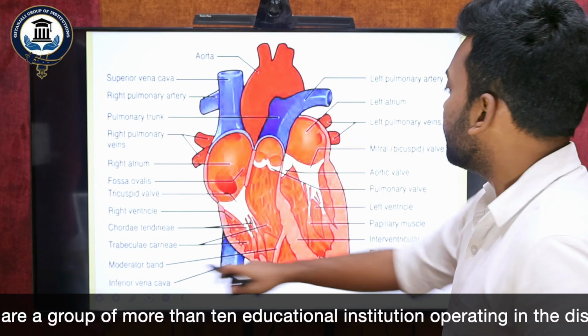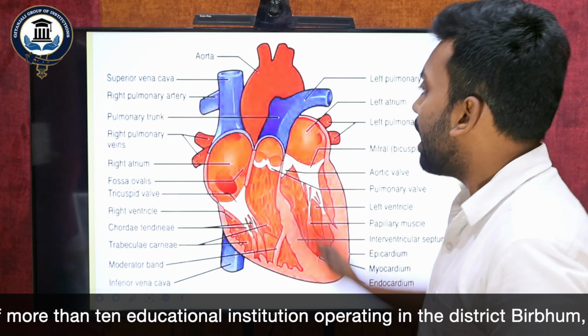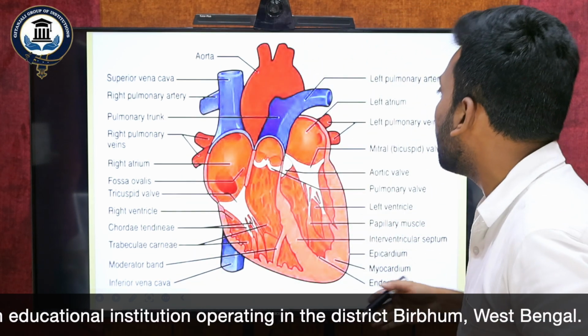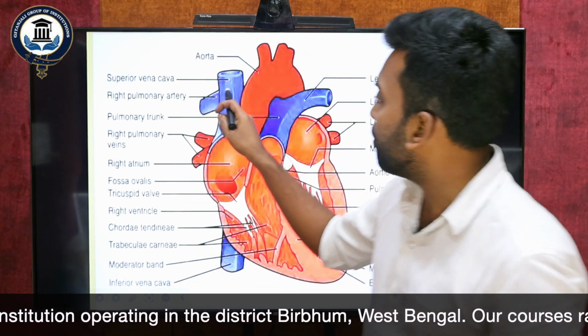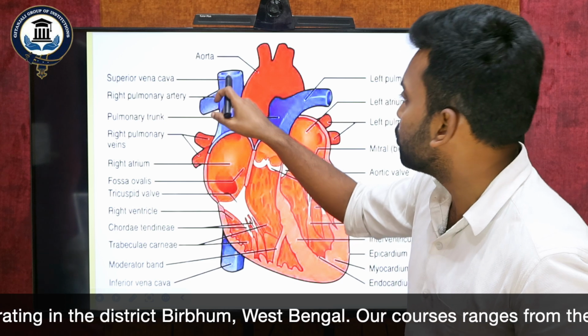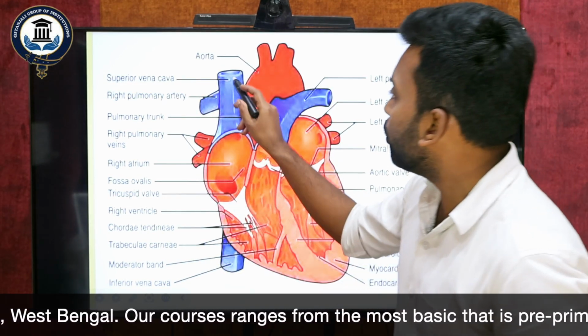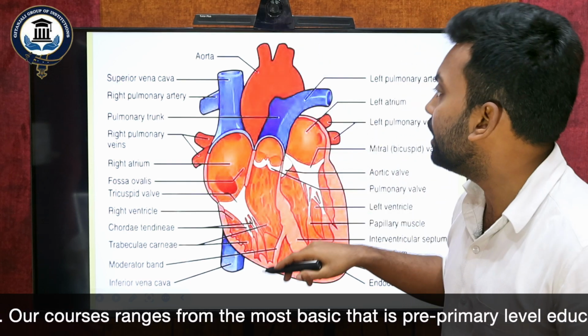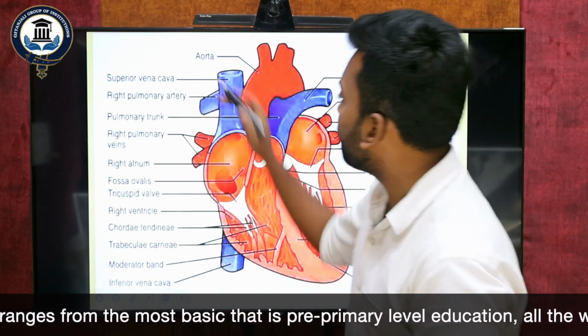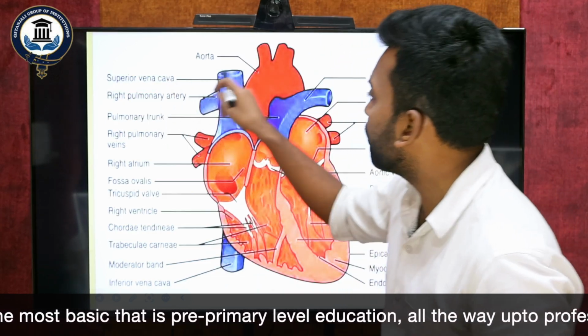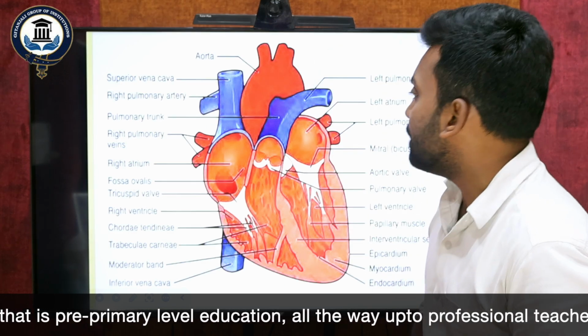And you can see the diagram of the heart here, and the superficial parts of the heart. As I said in the past class, this is the superior vena cava. This is the largest vein we can see. It collects the blood from the upper parts of the body, which is called the superior vena cava. It only carries deoxygenated blood.